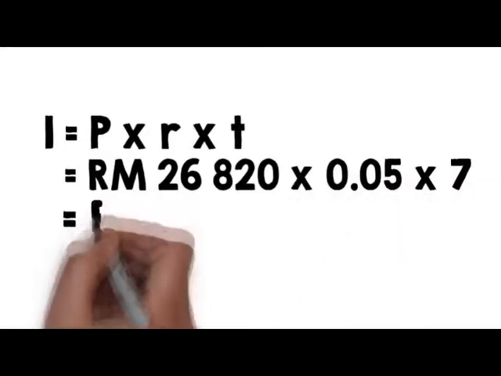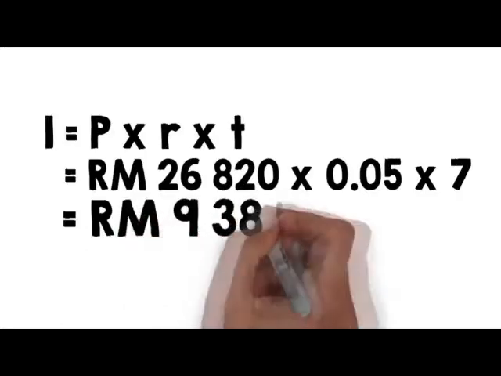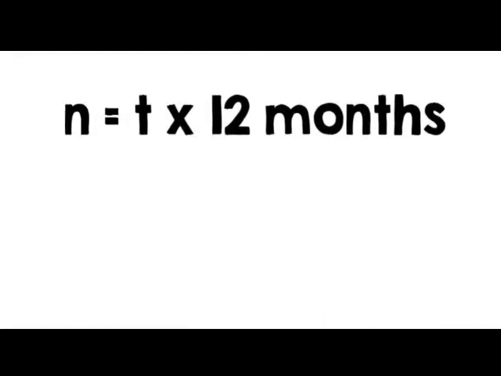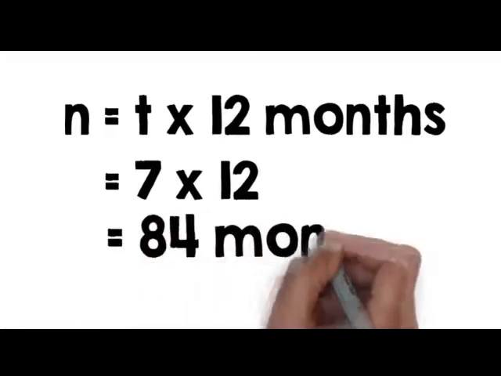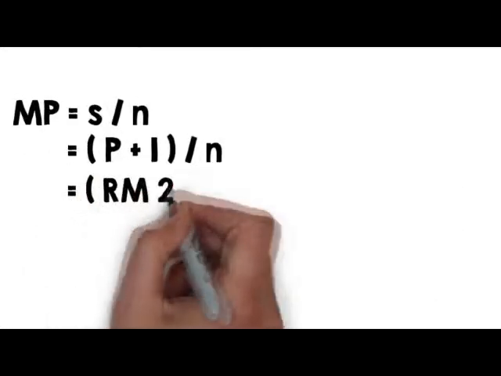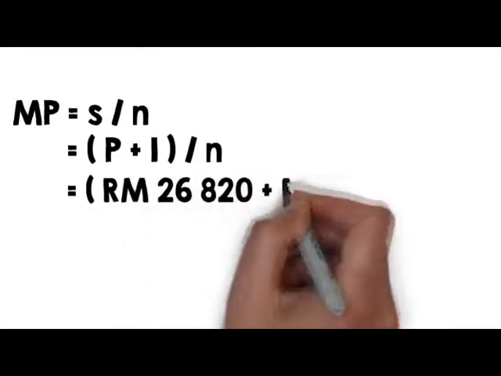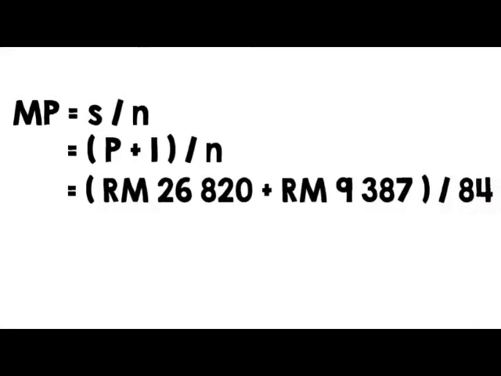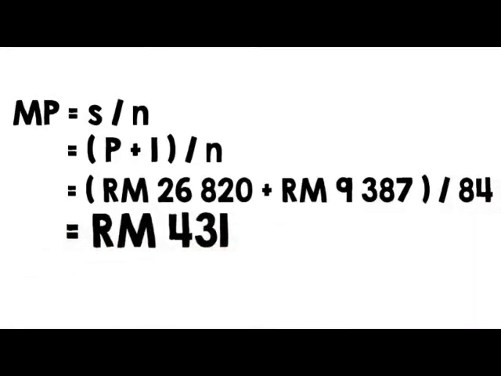Your interest is RM9387. N is the number of months in the loan period, which is T times 12. 7 times 12, 84. N is 84. So, 26820 plus RM9387 over N, which is 84. Your installment plan should be 400 ringgit every month.